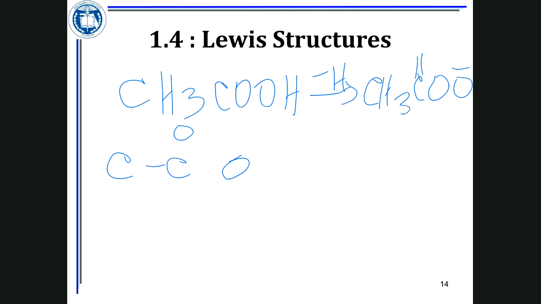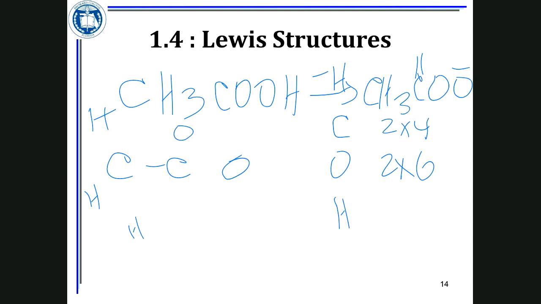Which electrons are used for drawing Lewis structure? Drawing the bonds? Okay, thank you. We have to calculate the number of valence electrons. So we have carbon, 2 carbons, so that would be 2 times 4 valence electrons. And we have 2 oxygens, 2 times 6. And we have 3 hydrogens, that would be 3 times 1.